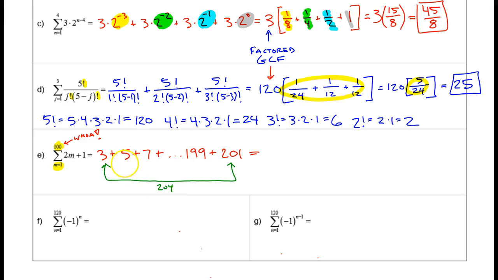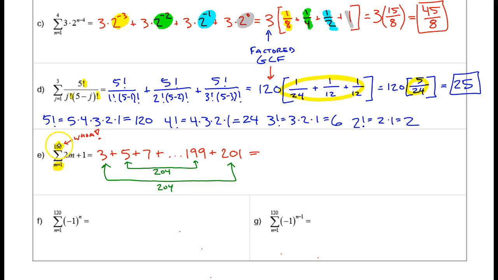I wonder what happens if I add the second term and the second to last term. Let's see, 199 plus 5. Hey, that's also 204. This pattern is going to repeat. If I add the first term to the last term and then I work my way towards the center, I'm going to get a sum of 204.